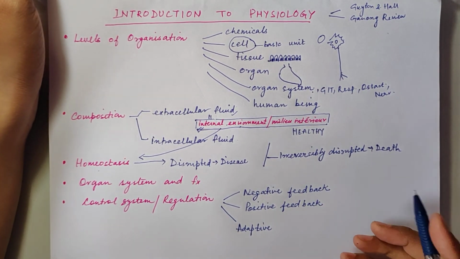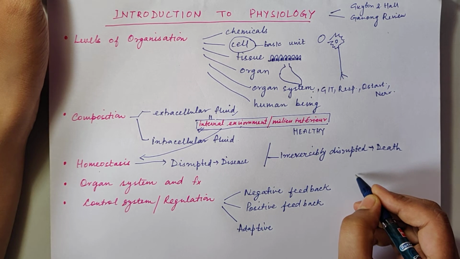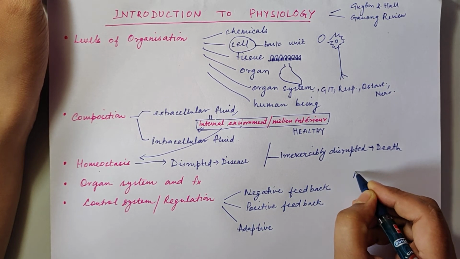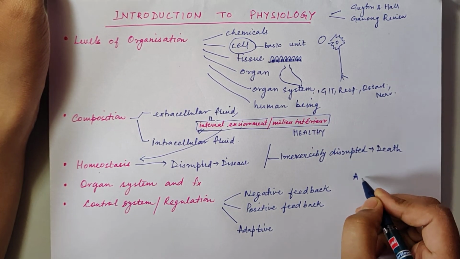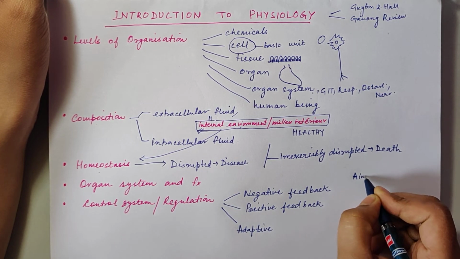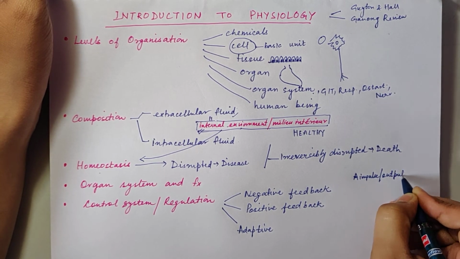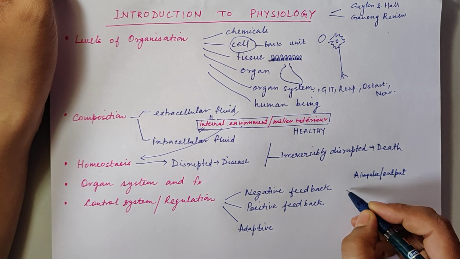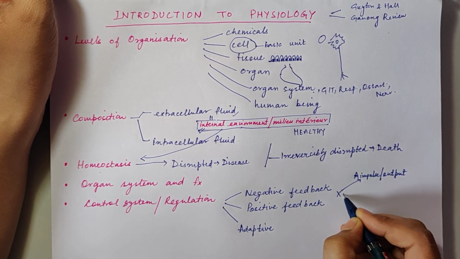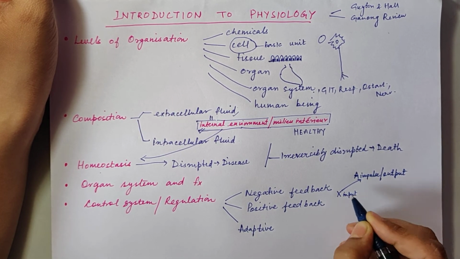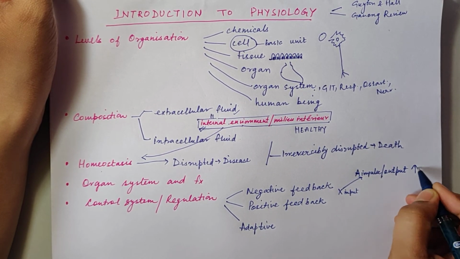Negative feedback is that suppose there is an A impulse or A output that is being produced by an input X. Input X is causing A output. So the more the input, the output is increasing.